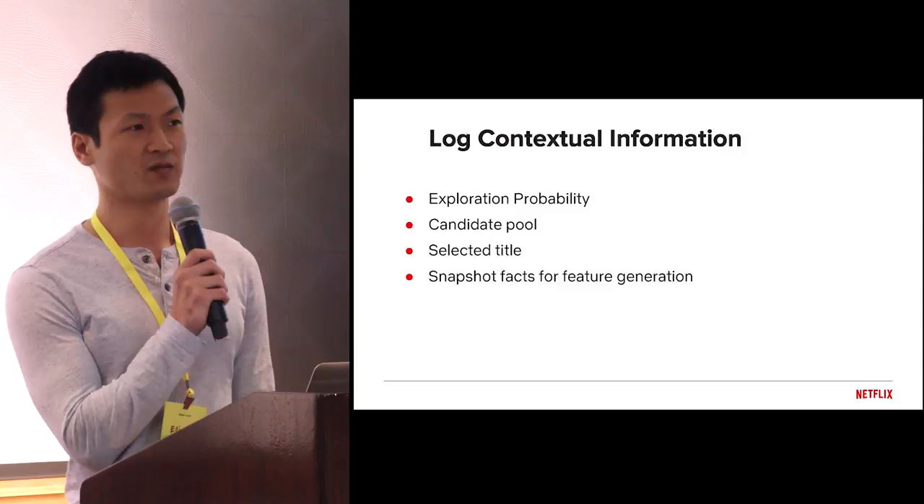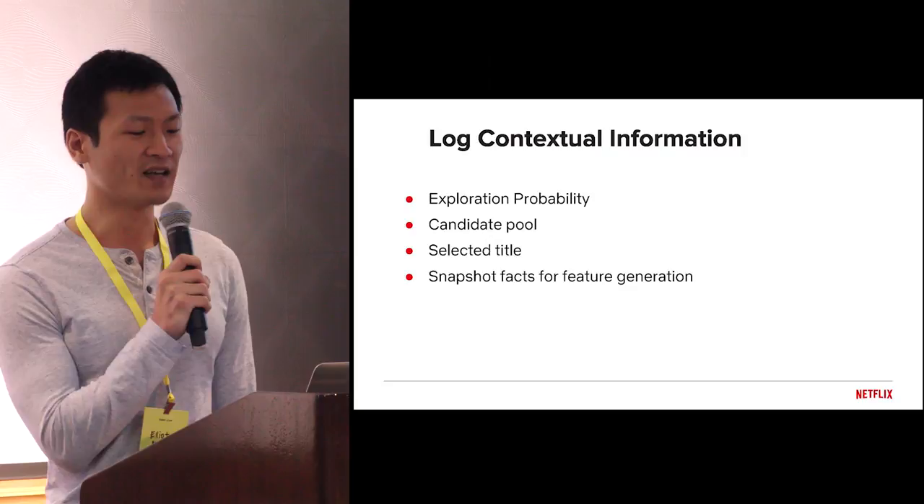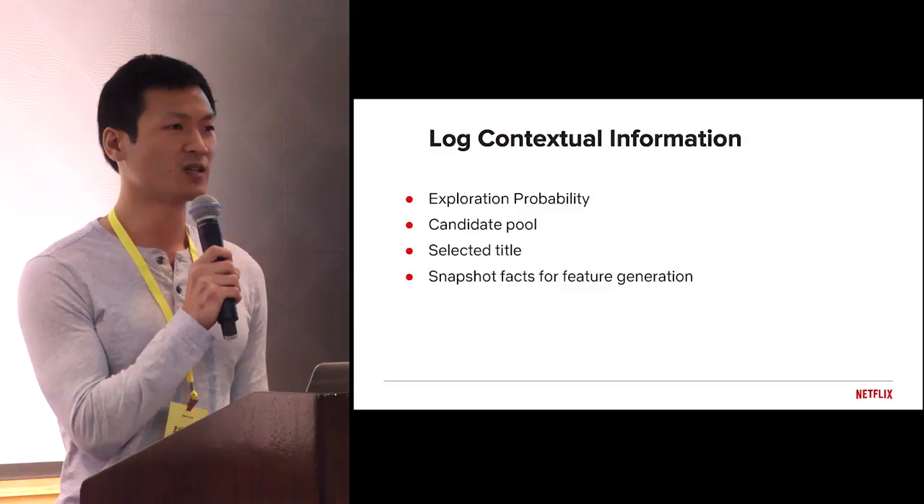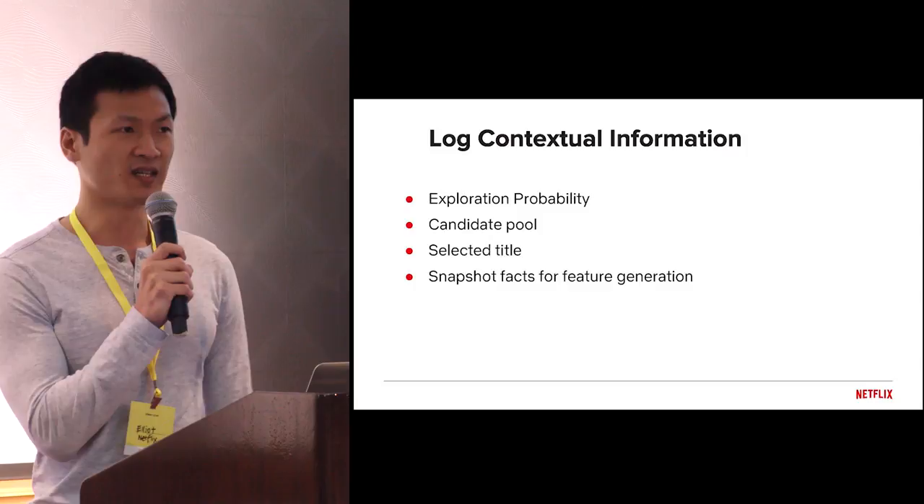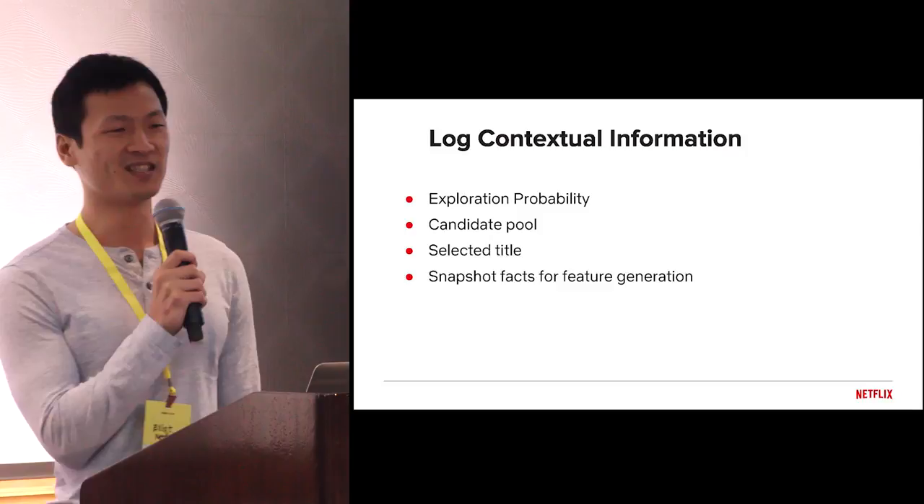Facts for us are pretty loosely defined. It's basically any data that we can use to derive features from. And this is mostly a trade-off for us in terms of how much data we want to store and process, while also enabling us to generate as many features as we can.